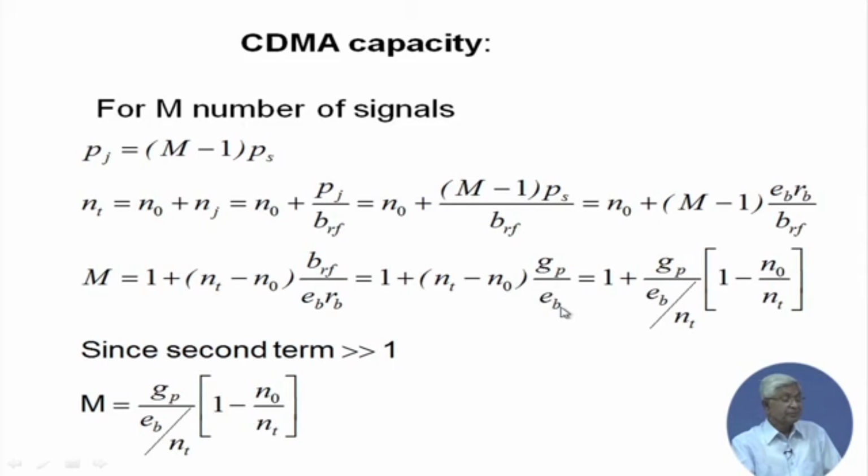Now if I take it out in terms of EB by NT, NT is taken out from inside, so it becomes 1 plus GP by EB by NT, 1 minus N0 by NT. Since this second term is much larger than 1, depending on the size, you can neglect the 1. So m is GP by EB by NT, 1 minus N0 by NT. That is the total number of signals that can be transmitted, assuming all of them are transmitting at PS, bit rates are the same, and all other assumptions are valid.